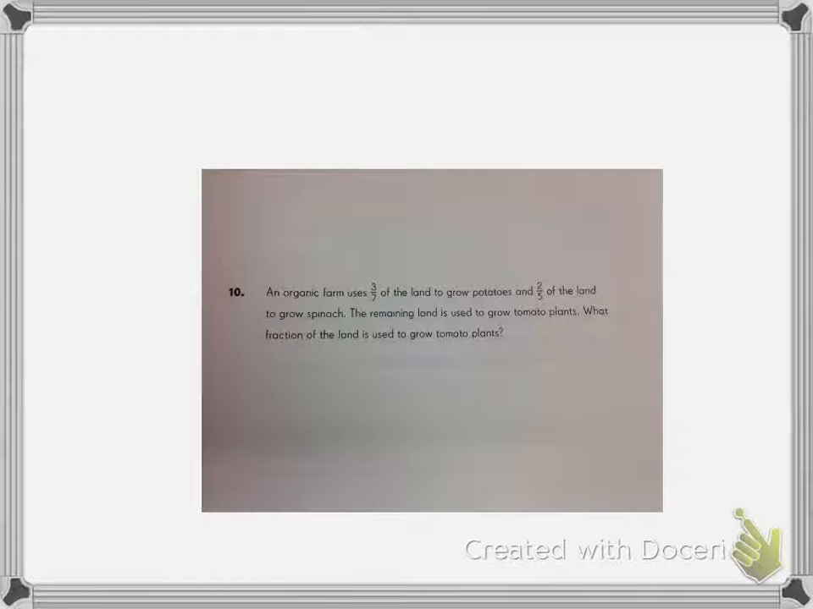I know that an organic farm has land. So I know organic farm is equal to 1 whole. I also know that I have 3/7 that's going to be used for potatoes, and I know that my remaining 5/7 is going to be used for spinach. And whatever is left is going to be used to grow tomato plants. So I'm going to draw a picture first.